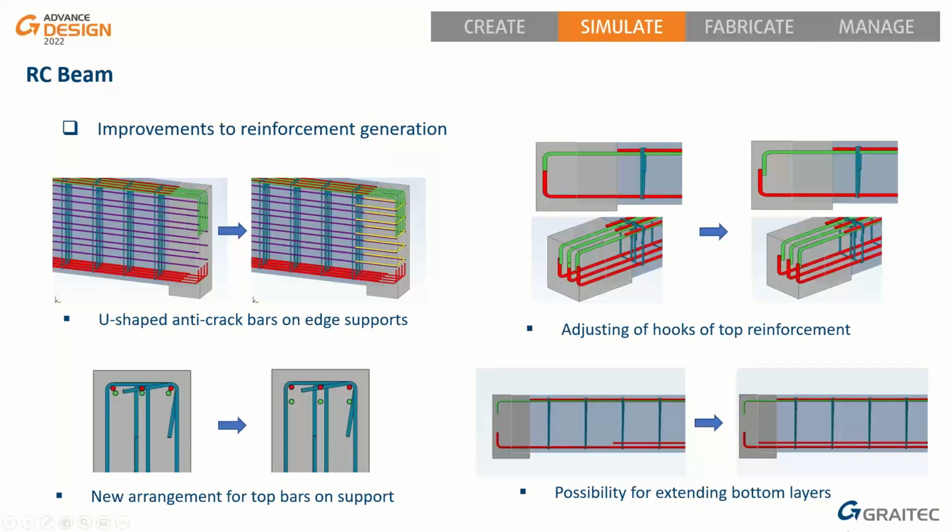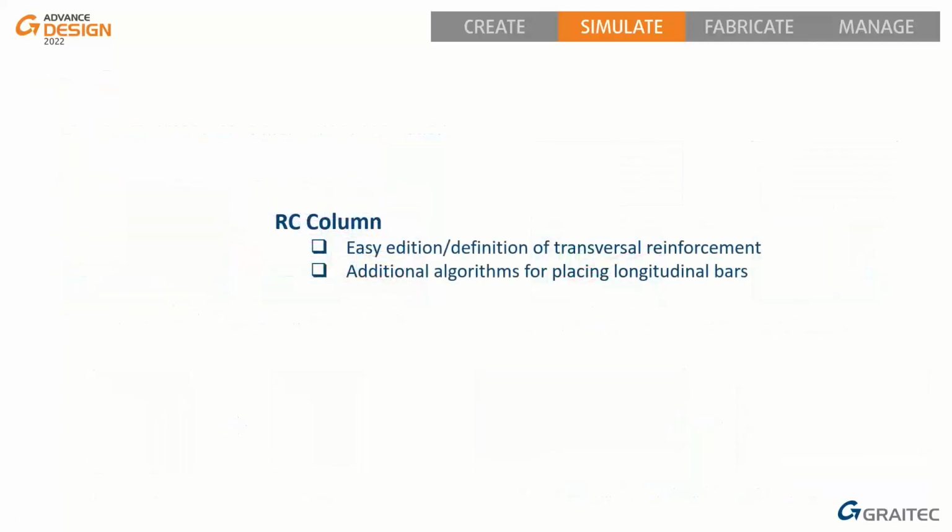So bars are just moved to avoid those clashes. And another option, in the picture on the bottom right: now we have a possibility to extend bottom layers of bars through the whole length of the span. So if we want to avoid bars finishing somewhere in the span, we can select an option, and our bottom bars are always stretched to the columns. Yes, that was about beams.